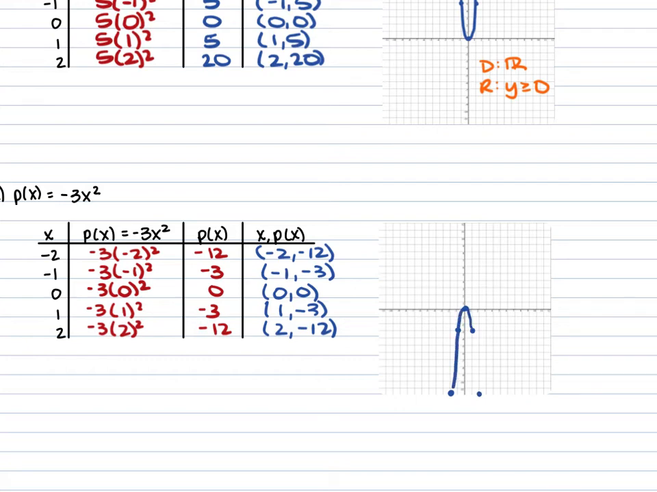So we're going to go through these ordered pairs, draw the arrows, state the domain and range. Your domain, again, automatically are real numbers. Your range is y is less than or equal to 0.